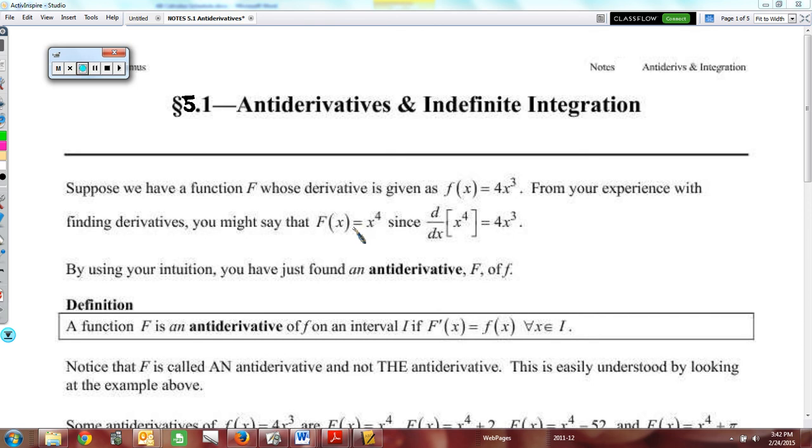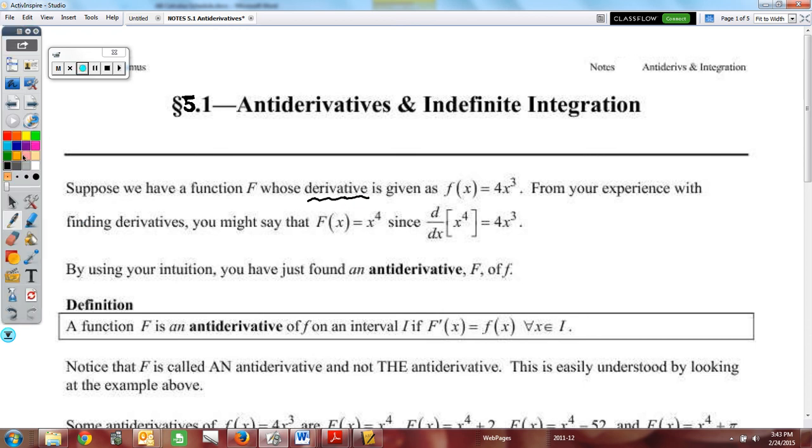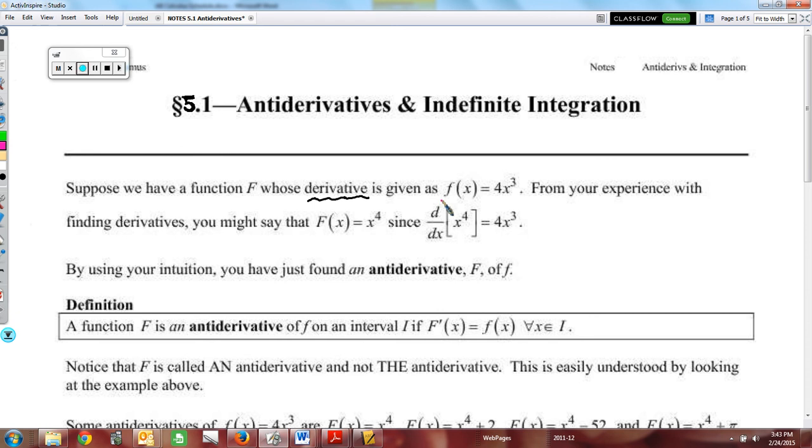Instead of me giving you a function f of x and asking you to find its derivative, I'm going to give you a derivative. And you may not like this, but they're just simply going to name the function that they give you as f of x. Except what you're going to have to remember is that this f of x is the derivative of some function.